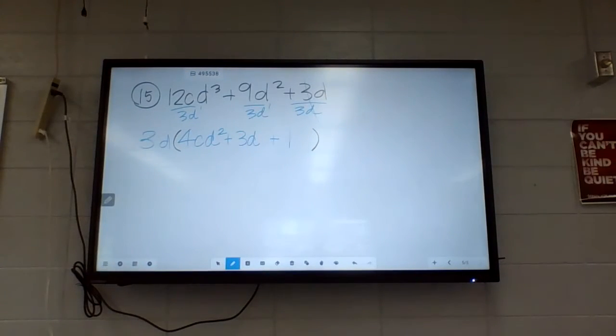Now 14 is very similar. You're pulling out a common factor, but you want the greatest common factor. So you need to make sure you pull out the biggest factor possible. Okay?